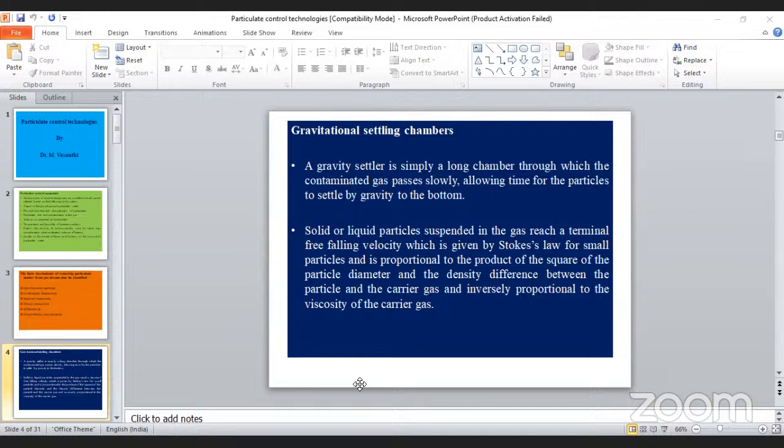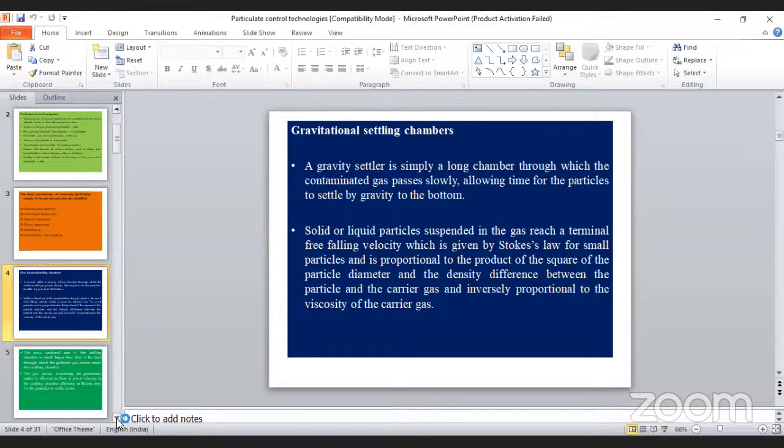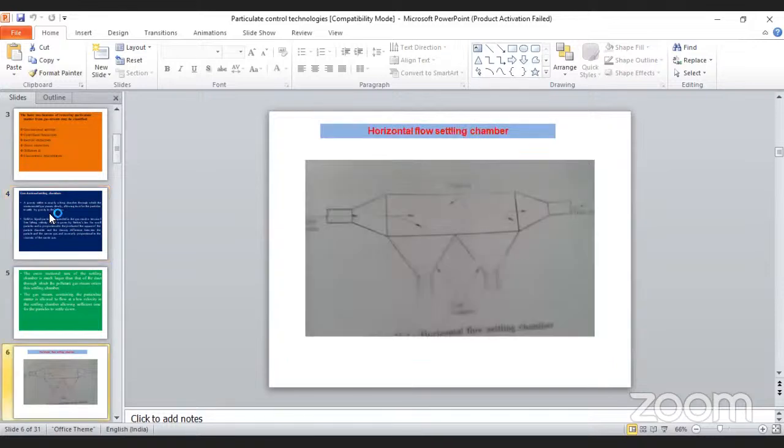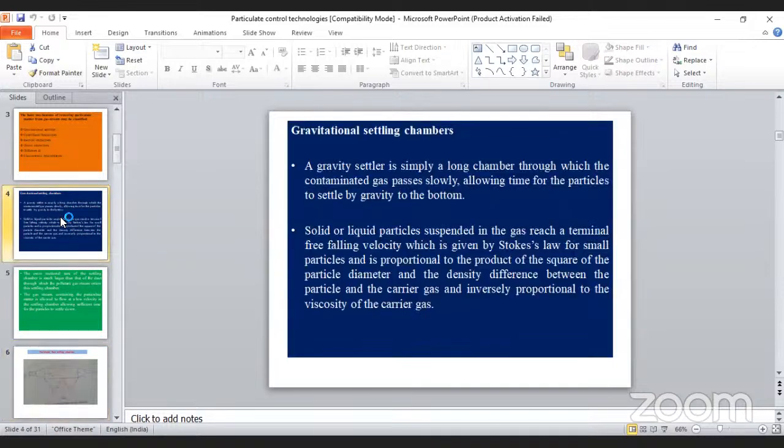I think I have not included a diagram. Let me check. Yeah, it is there. You can open the sixth slide. The diagram is there. I will explain. Don't worry. Basically, this gravitational chamber is a long chamber. The diameter should not be more, but the length should be more. It is called a long chamber. You have to select like this.